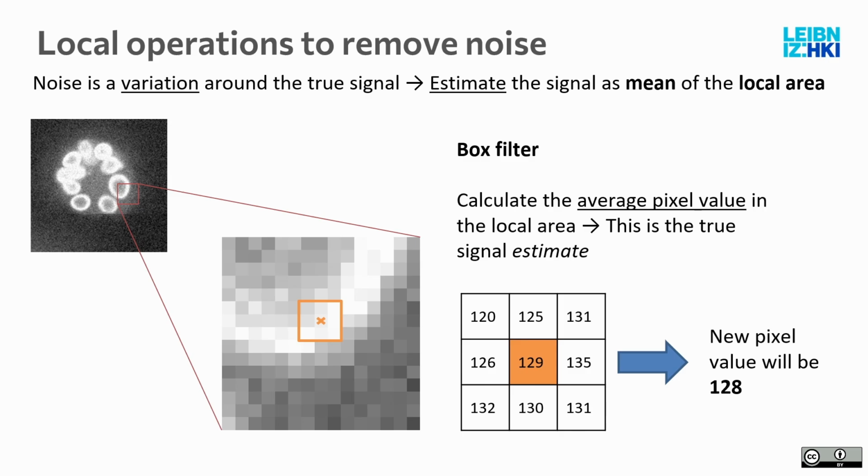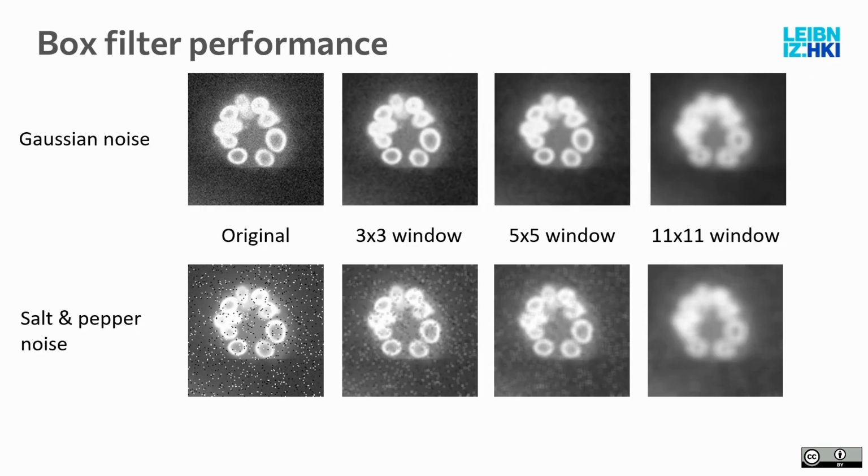And it takes all of these values here and calculates the average. The value is now 128, and this would then be the new value only for this pixel here at the center. Then this repeats for all the pixels, basically. This way it tries to estimate the noise and then get rid of it, and hopefully it works.